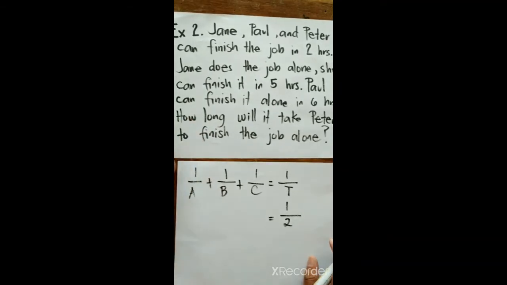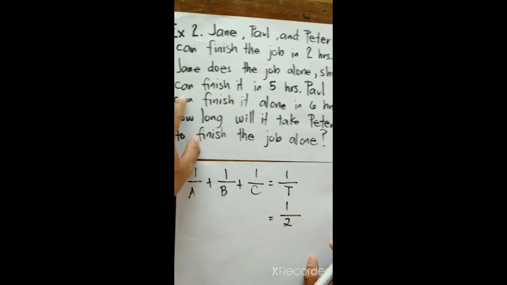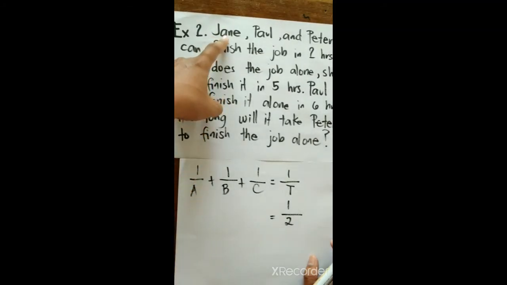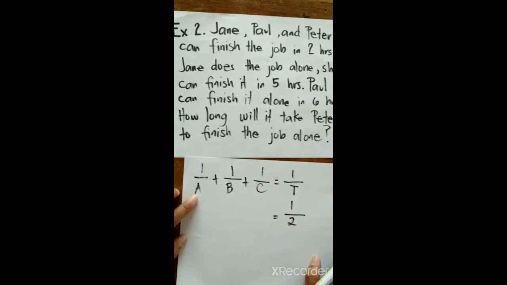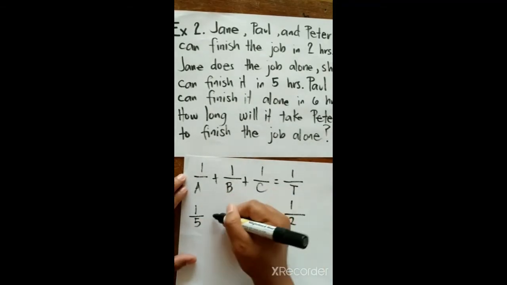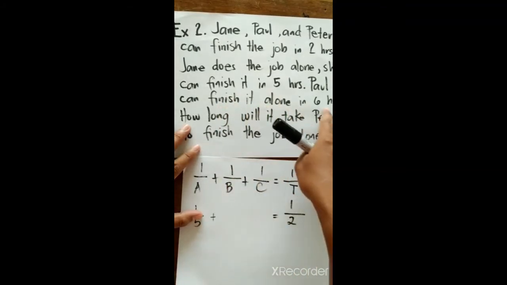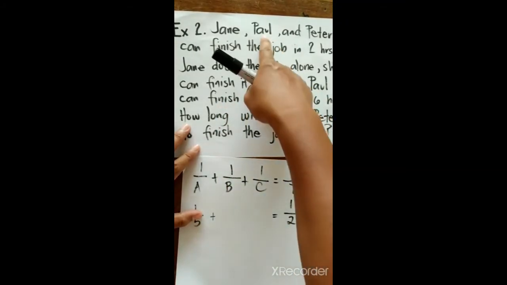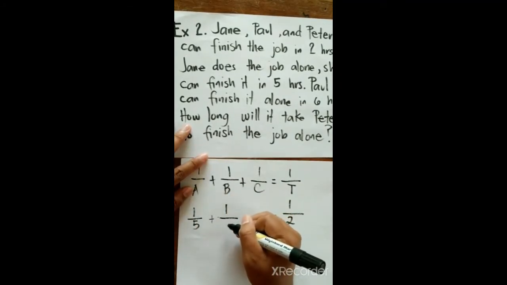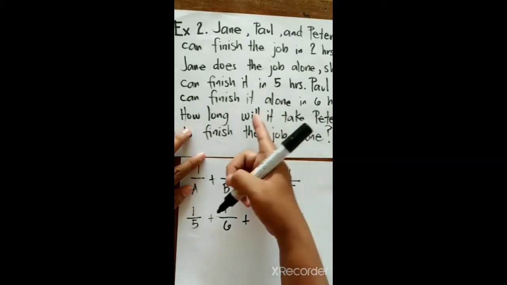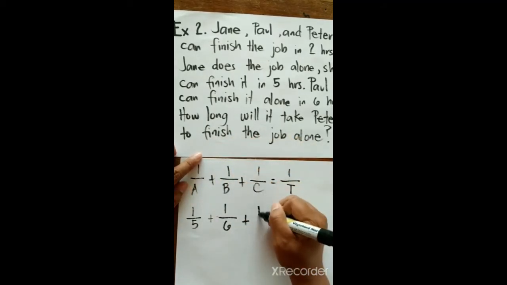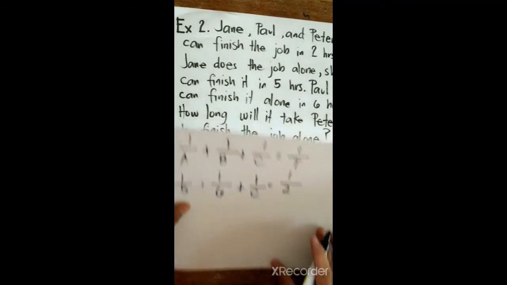Next, Jane does the job alone. She can finish it in 5 hours. Let's assume that Jane is our first person, so Jane will be a. We will be writing 1 over 5, plus Paul can finish it alone in 6 hours. Paul will be our second person, so the time taken by Paul is 6 hours. Plus, the question here is how long will it take Peter alone to finish the job? So it will just be 1 over c. This will be our rational equation.